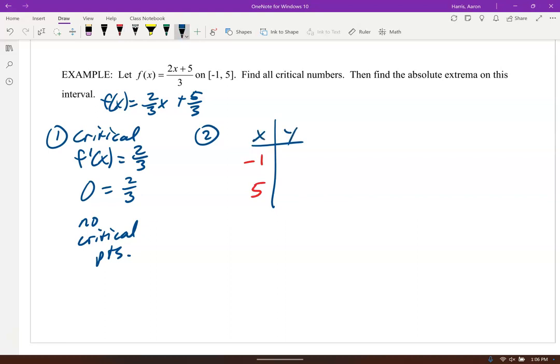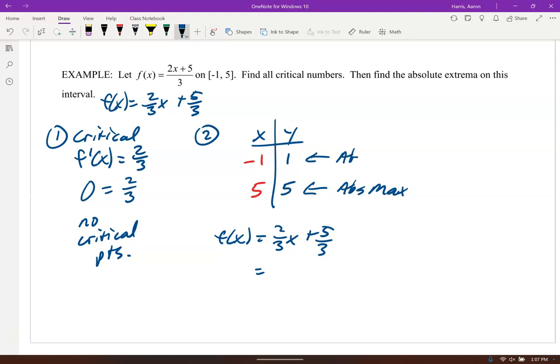Throw that negative 1 in for x into the original function. So 2/3 times negative 1, negative 2/3 plus 5/3, 3/3, or 1. Put the 5 in. 2/3 times 5, you get 10/3 plus 5/3, 15/3, or 5. So here's our absolute max, and there's our absolute min.